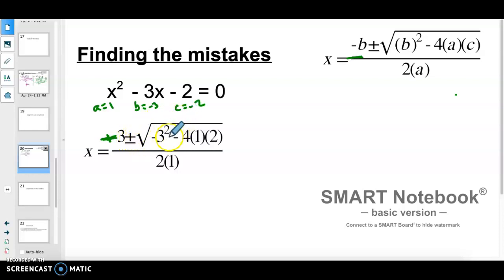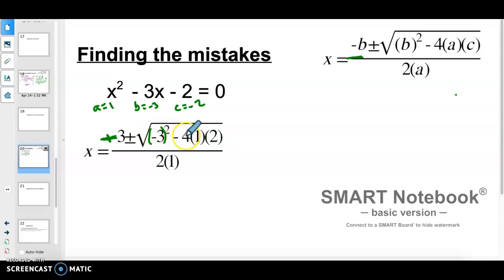Then square root of b squared. So hopefully right away you notice that they forgot to put parentheses around this, because if you type into your calculator -3 squared with no parentheses, you're going to get -9. But what we really want is those parentheses so that it gives us +9. So that will change the answer.